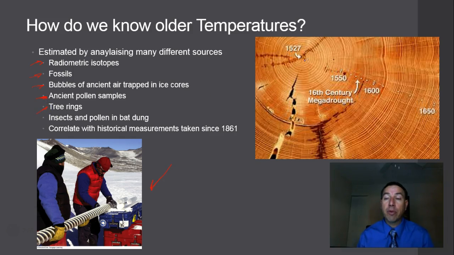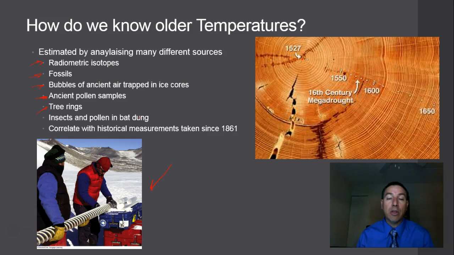This is an example of a tree ring here. This tree came about in 1527, and so this tree goes back not as far as you would want it to, but it goes back pretty far, and so you can look at these tree rings and kind of discern from these how warm or cold the actual climate was at that point.